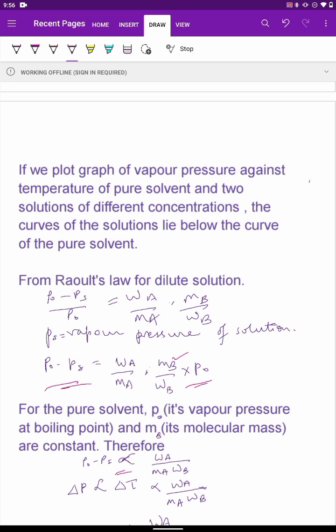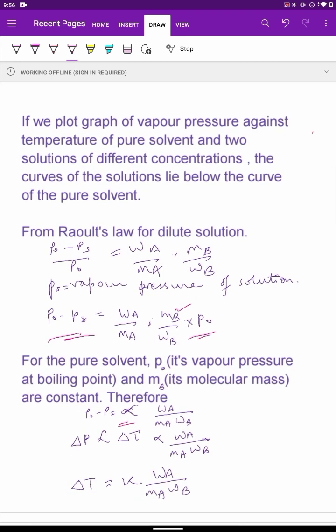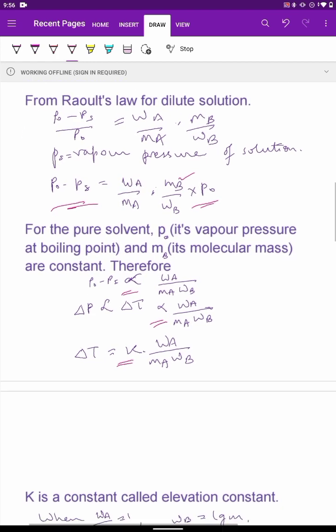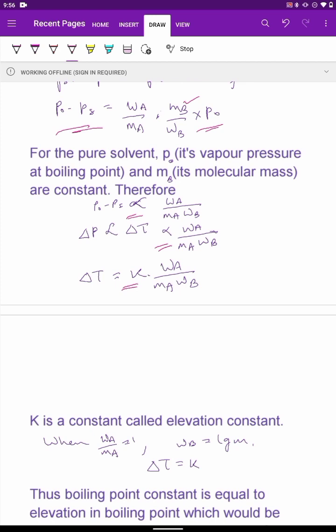And this P0 minus Ps is delta P, which will be directly proportional to delta T, and we can see that it is directly proportional to Wa by Ma into Wb. Now to remove the proportionality sign, we multiply with a proportionality factor K. So delta T is equal to K into Wa by Ma into Wb. This K is the elevation constant. This is a proportionality constant for this situation, and it is called the elevation constant.